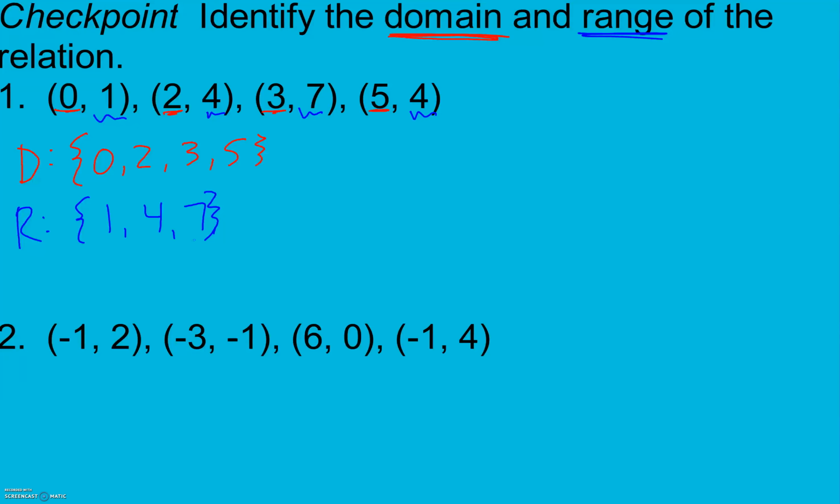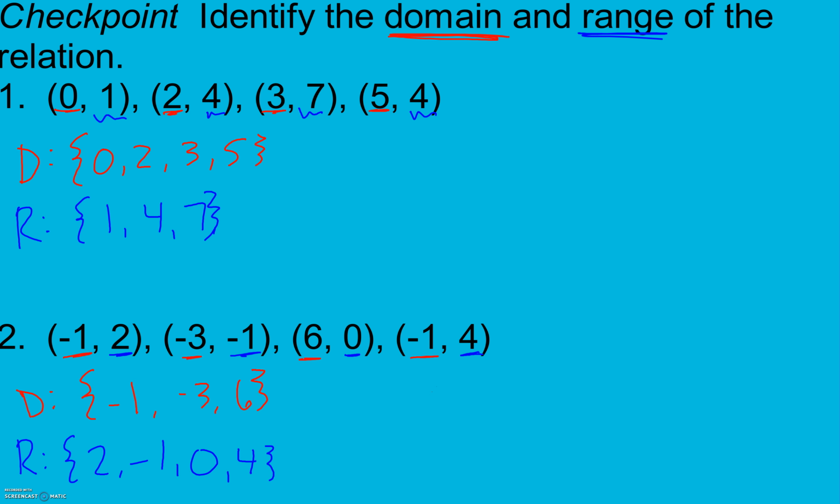Same idea in 2, feel free to give this a try if you'd like. Here, my range are my y's, 2, -1, 0, 4, and my domain are still my x's, -1, -3, 6, and -1, but we already have -1. So we only list it once. And again, they go inside curly brackets. They don't have to be perfect curly brackets, guys, but they can't go in parentheses because parentheses show ordered pairs.